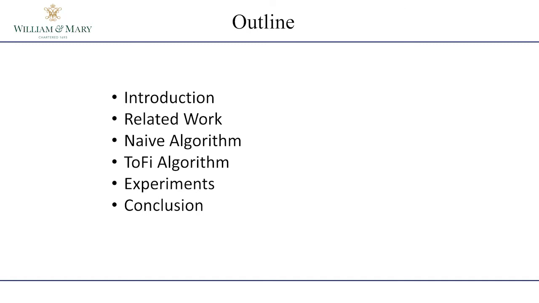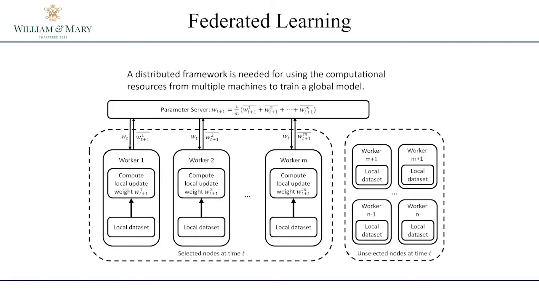So let's get started. Right now, the deep learning model becomes more complicated for practical tasks such as computer vision, natural language processing, etc. Therefore, a distributed framework is needed for using the computational resources from multiple machines to train a global model. Federated learning is a collaborative training process for multiple workers. It is widely adopted in practical implementations.